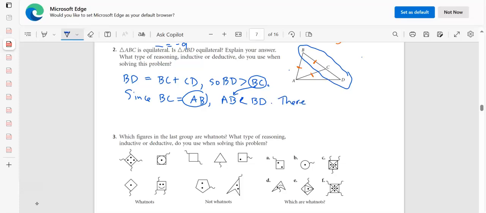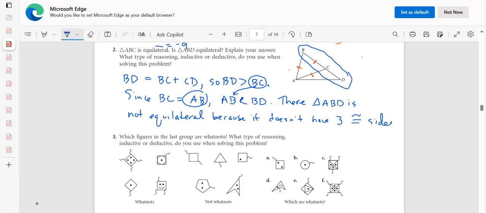Therefore, triangle ABD is not equilateral because it doesn't have 3 congruent sides. All we needed to show was that 2 of the sides weren't congruent to be able to conclude that it wasn't equilateral.